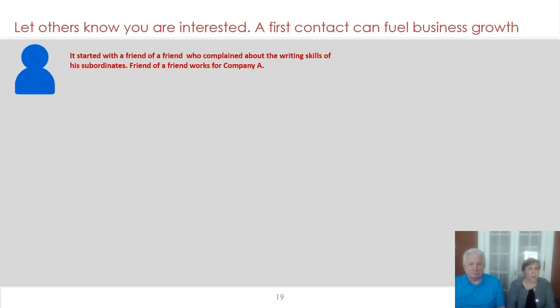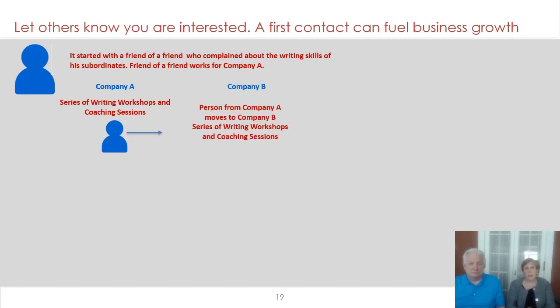Here's another story. A friend of my colleague Penny Hirsch was complaining about the writing skills of his subordinates. This friend of a friend worked at Company A. So we were introduced to this friend of a friend, we put in a proposal, and we did a series of writing workshops and coaching sessions that spanned over a couple of years. We met many people at Company A, and one of those people moved to Company B. Company A is in Chicago, Company B is in California. But the folks in California wanted pretty much what Company A had, so we started with a series of writing workshops and coaching sessions there.